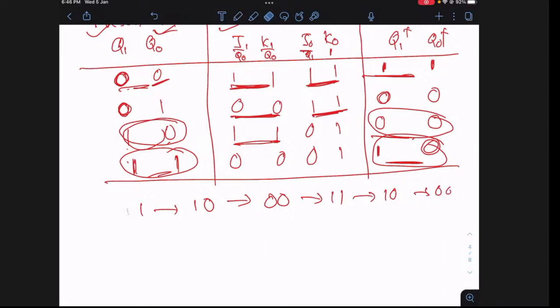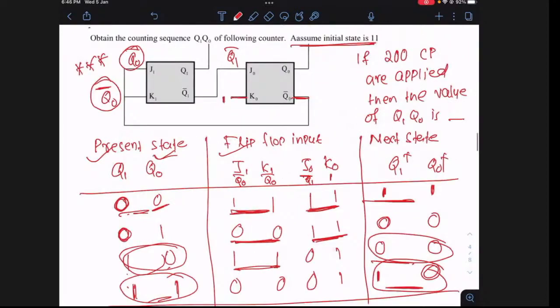If I ask you what is the mod number, it's a mod 3 counter, because in the counting cycle you have 3 distinct states. So it's a mod 3 counter. If it is a mod 3 counter, what does it mean? It means that at every integer multiple of 3, the present state will repeat.